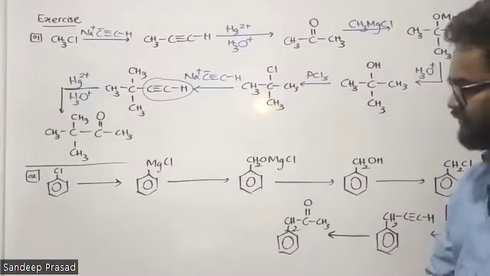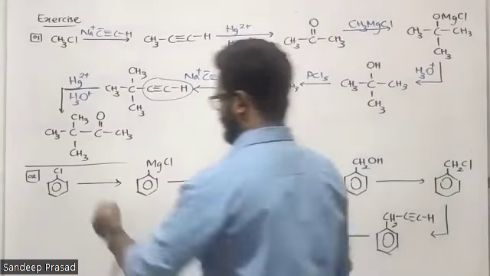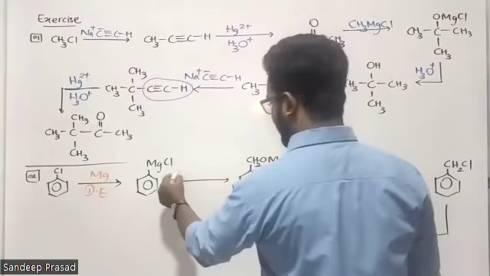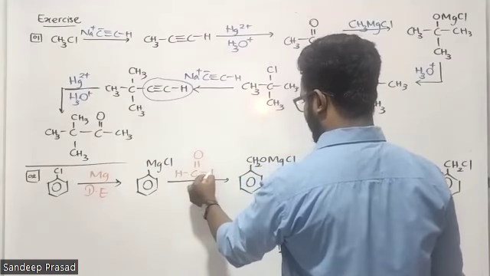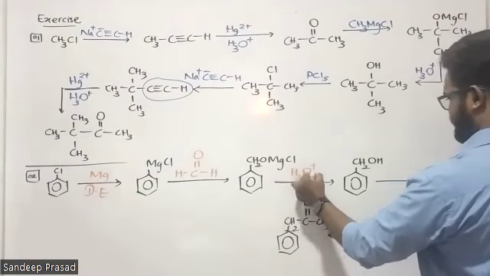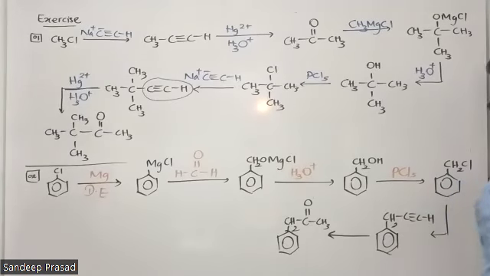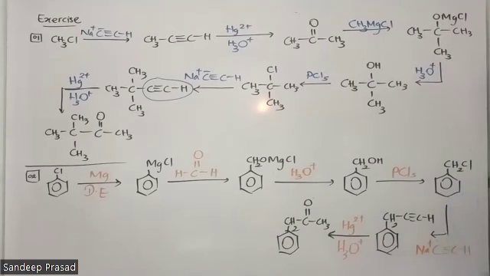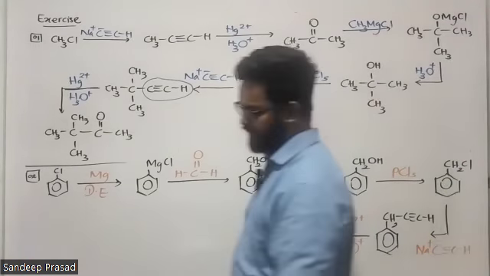Let me go to the second one as well. Chlorobenzene, magnesium, diethyl ether. So here I'm going to add an aldehyde with only 1 carbon atom. So the simplest aldehyde, formaldehyde, or else methanal is added. And here we can put H3O plus hydrolysis, and here PCl5. So for the reaction that we discussed now, we have to add the sodium derivative, sodium acetylide, right? And here we have to add mercuric cation along with H3O plus. Very easy.